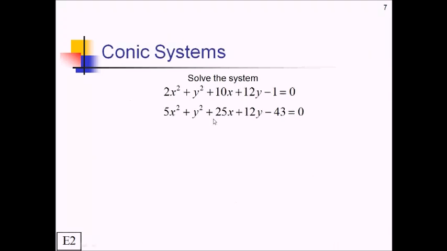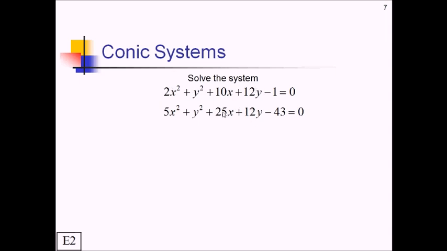Here's another system of equations. See if you can solve this one on your own. All right, what was your first step? Well, I know what my first step would be. I always look to see if I can subtract these and get rid of some things. If we do that, the y squareds are going to go away along with these 12y's. That'll leave only terms with x.